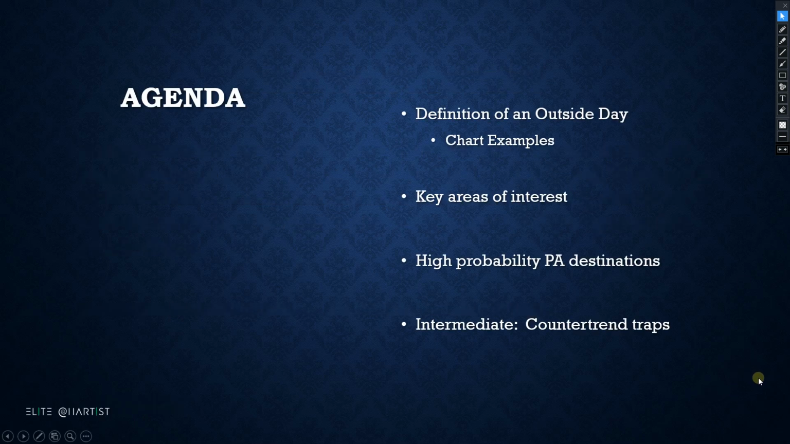Okay, let's get started. So let's go down the agenda. First, we're going to define what an outside day is, and I will show you some chart examples. Then I'm going to show you how I look at certain key areas of interest given that context. Then we can talk about some high probability price action destinations where price might want to try to get to.